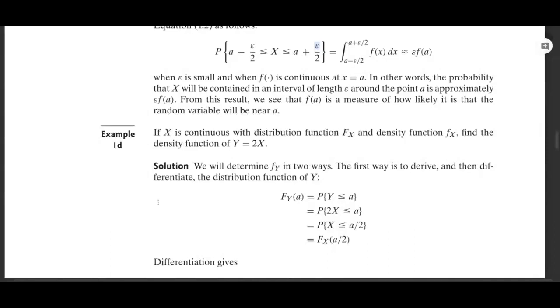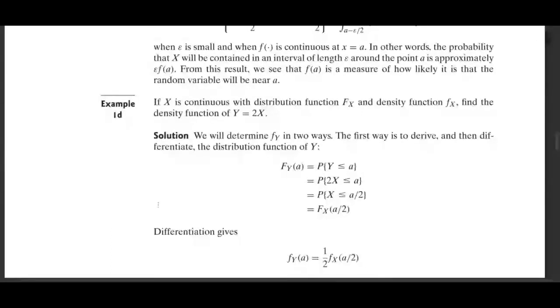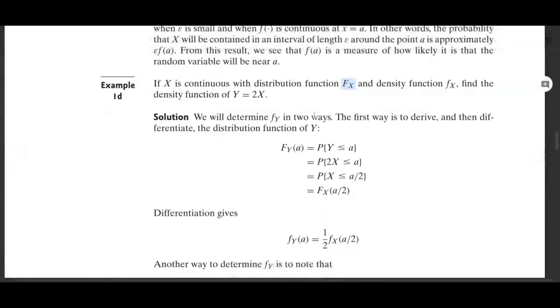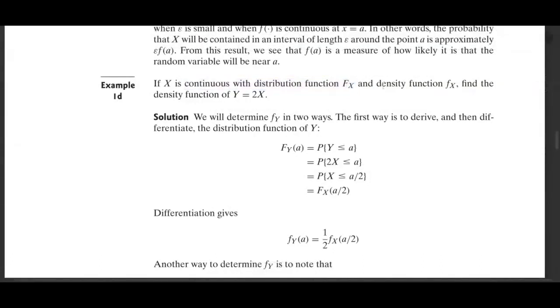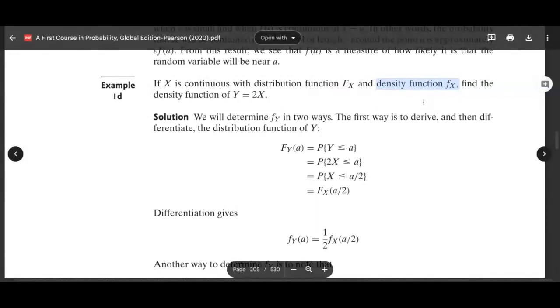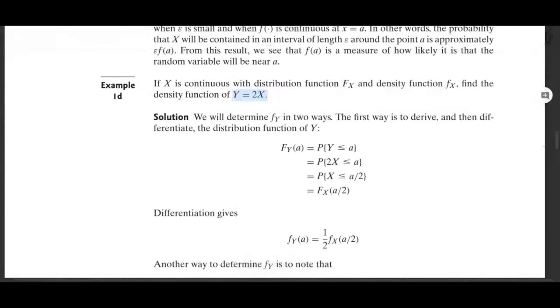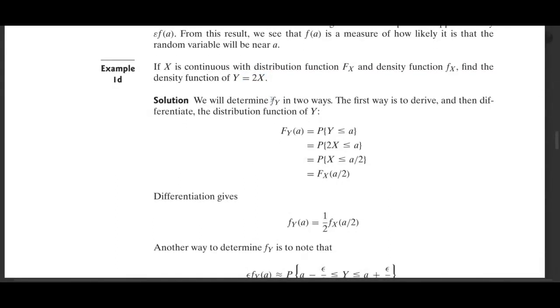Okay, let's see this example. A continuous random variable X has density function f and distribution function F, capital F. Given the density function f, find the density function of Y equals 2X. Basically, we want to find the density function for 2X. So we'll define f_Y. This is what we're looking for: we want to find little f_Y.